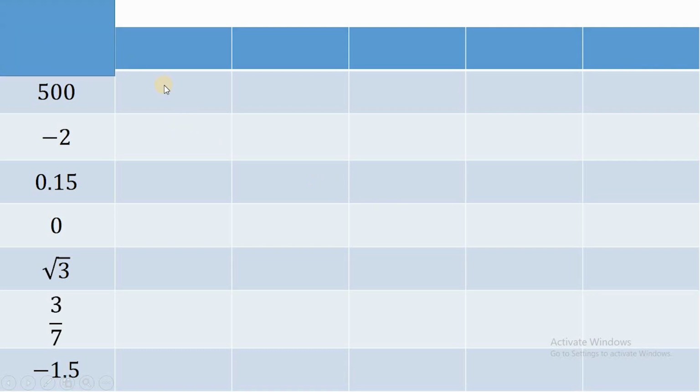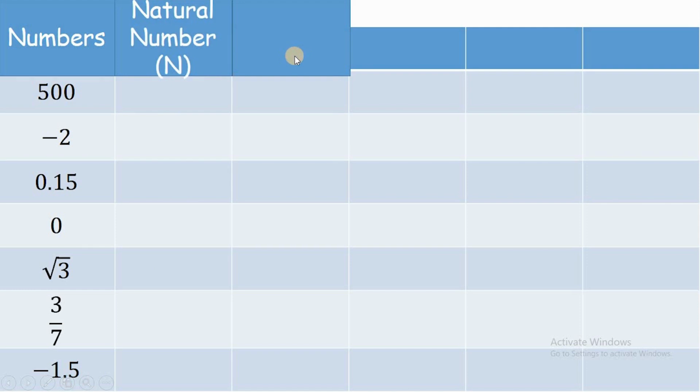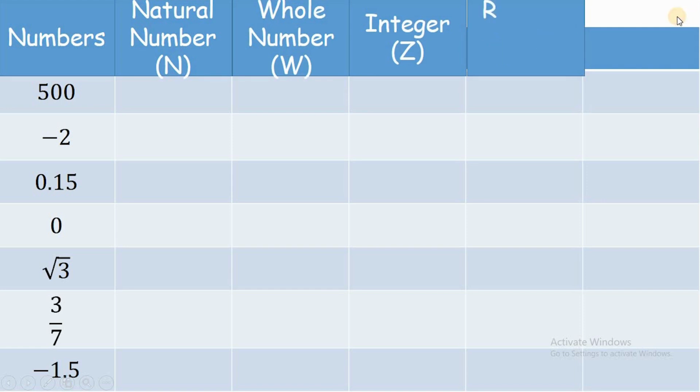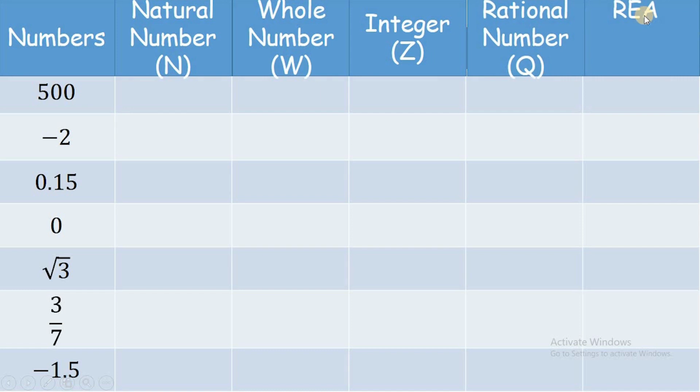In the first column we have some numbers: 500, minus 2, 0.15, 0, root 3, 3 by 7, and minus 1.5. In the second column we'll check whether the given number is natural or not. In the third, we will see whether these numbers are whole numbers or not. In the fourth, we see whether these numbers are integers or not. And in the fifth column, we'll see whether these numbers are rational or not. And in the last column, we'll see whether these are real numbers or not.